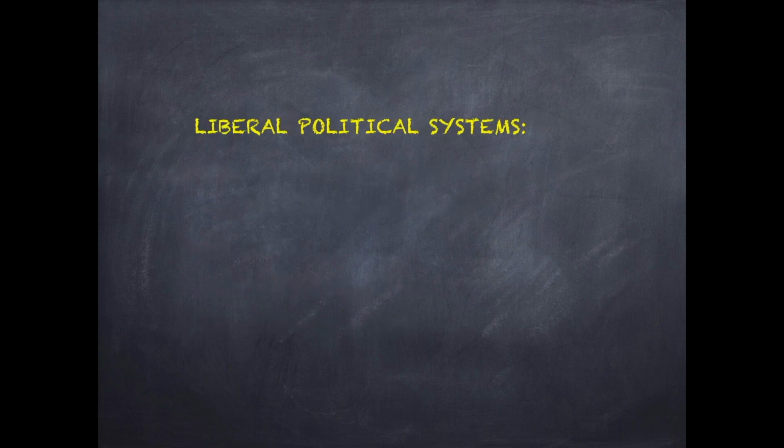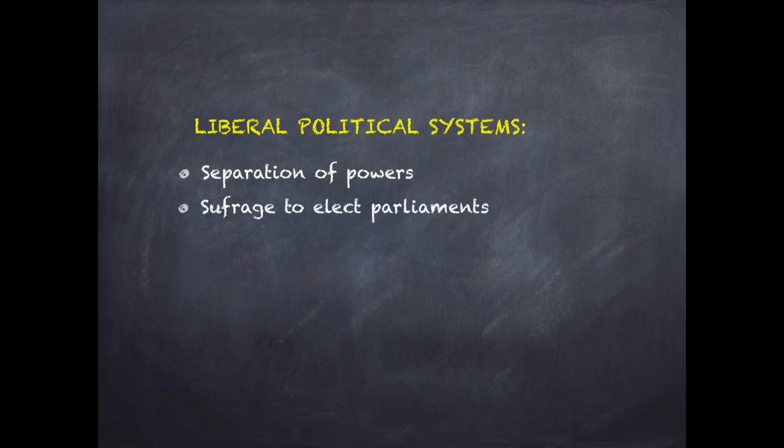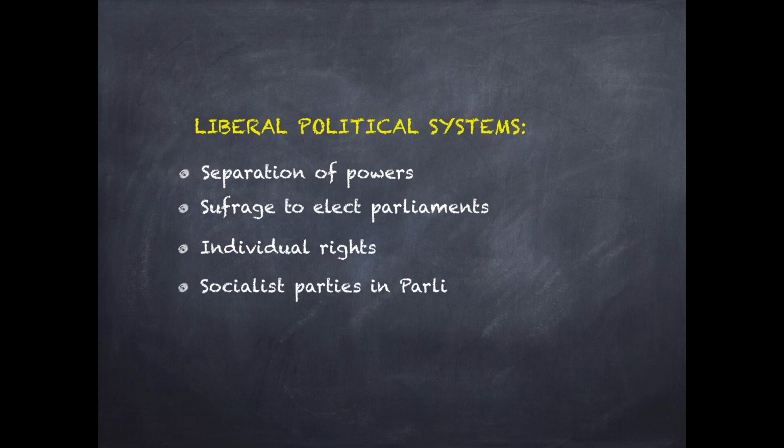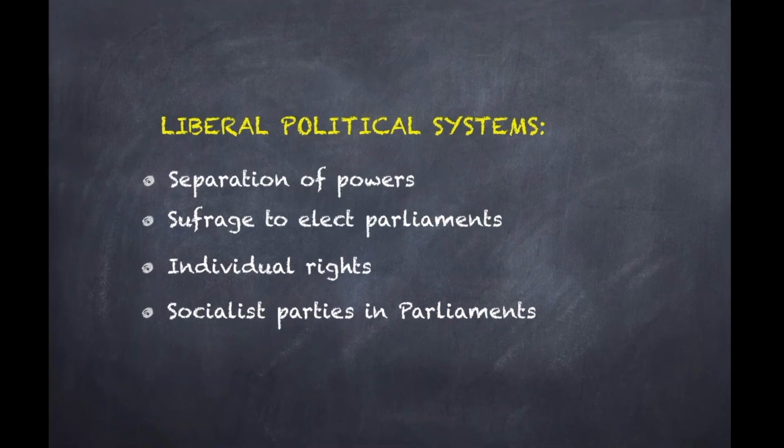The liberal political systems had different characteristics. The principle of separation of powers was the key to limit the government's power and to achieve a more fair society. Suffrage existed and was extended to achieve the universal male suffrage. People living in these countries had important individual rights, such as freedom of expression or the right of assembly. And socialist parties started being part of parliaments due to the right of vote for the workers.